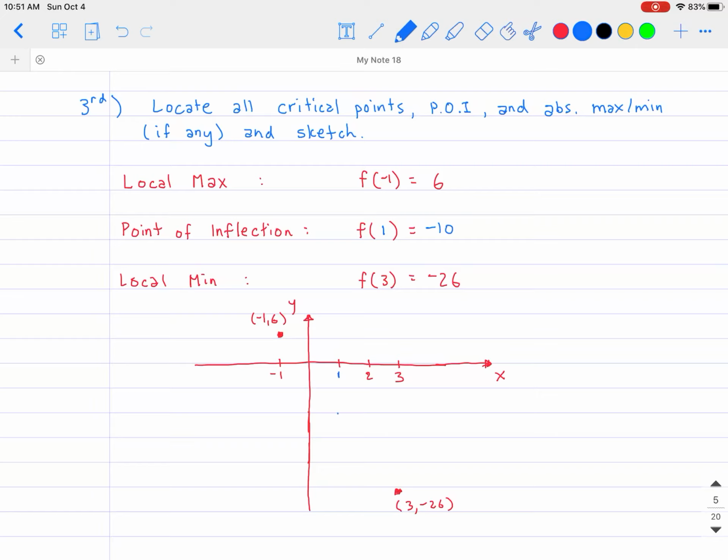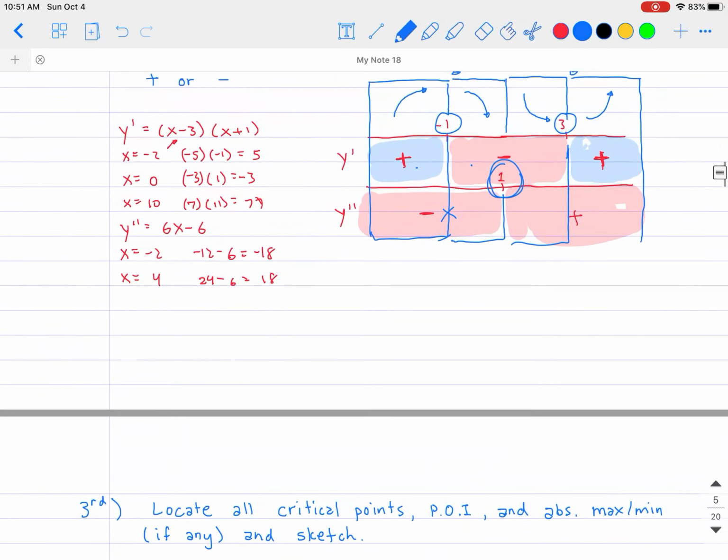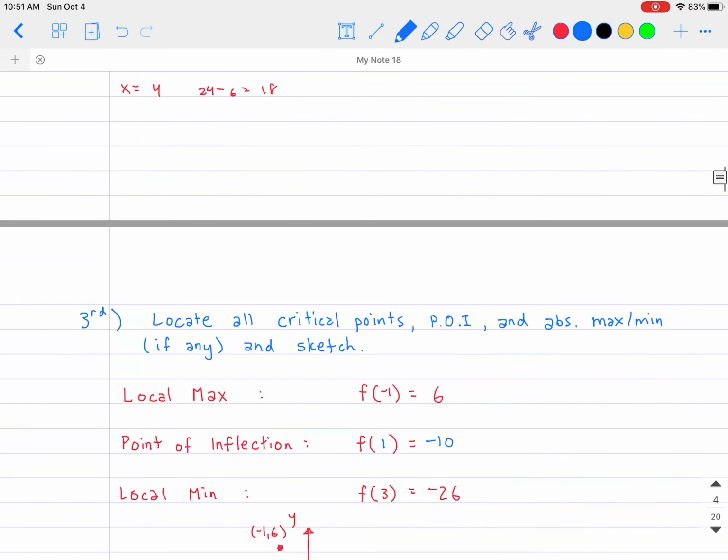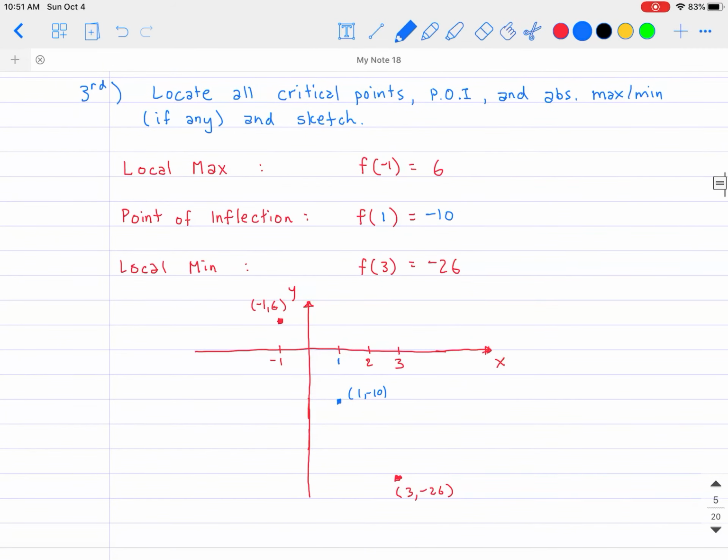So let's see here. It's supposed to be 1. So then at 1, you're supposed to get -10. So that's going to be over here, 1 comma -10. And remember what the curve looks like according to our chart right here. So you can kind of connect it all together according to where it's increasing and decreasing and the concavity. So my final sketch is going to look something like this.